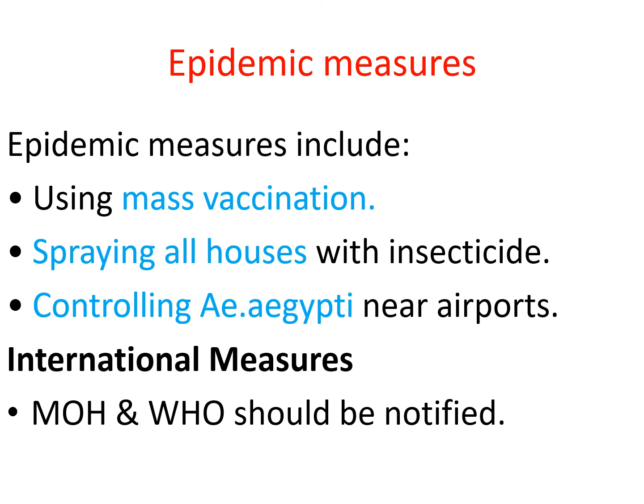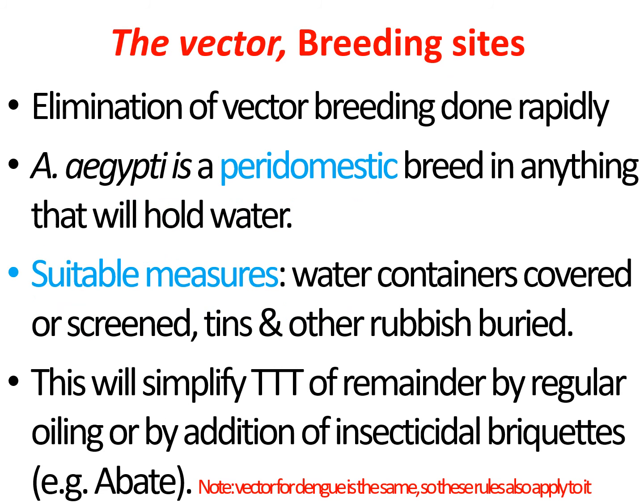International measures: the MOH and WHO should be notified. Regarding the vector breeding sites, please note the vector of dengue is the same, so these rules also apply to dengue. Elimination of vector breeding sites is done rapidly. Aedes aegypti is peri-domestic, breeding around houses in anything that will hold water. So, suitable measures: water containers covered or screened, tins and other rubbish buried.